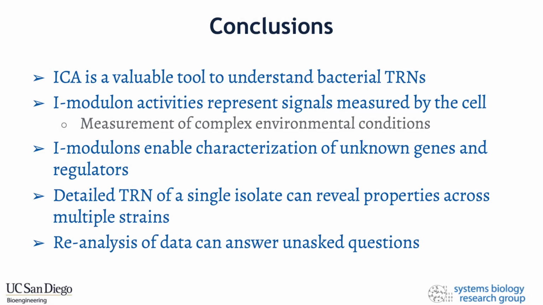So in conclusion, ICA is a very valuable tool to understand bacterial TRNs. The iModulon activities represent any signal that can be measured by the cell. This allows us to infer the intracellular state of an organism while in complex environmental conditions. iModulons also enable characterization of unknown genes and regulators, as shown by the YgbI and YneJ iModulons. Gathering a detailed TRN from a single strain can actually reveal properties across multiple strains, including clinical isolates.